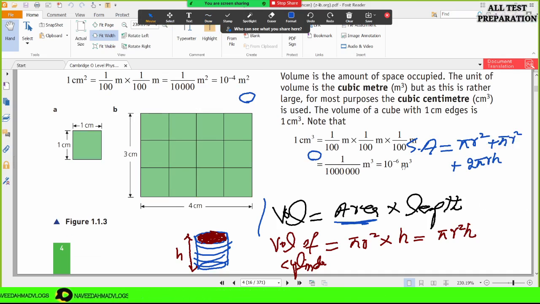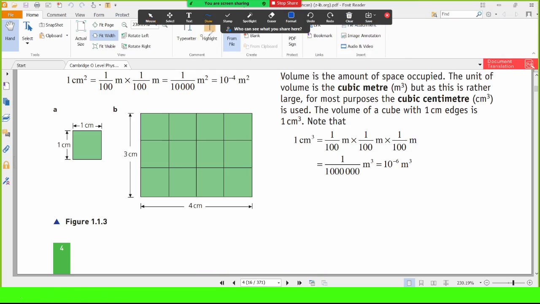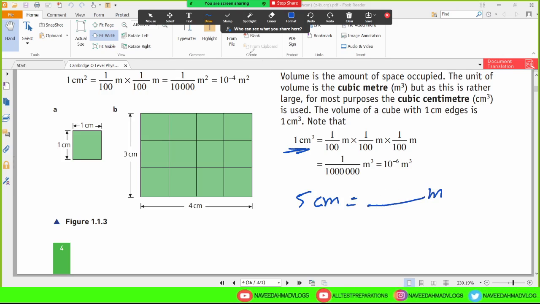Okay, now there are also the conversions given here. Last time I also told you that I will do this in the next class. If you want to convert centimeter into meter, how will you do this? If I give you 5 centimeter and the question is to convert this into meter, how will you convert this?